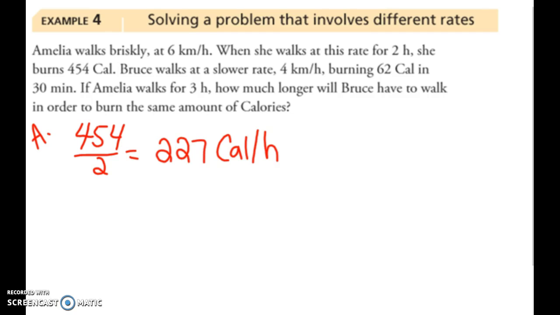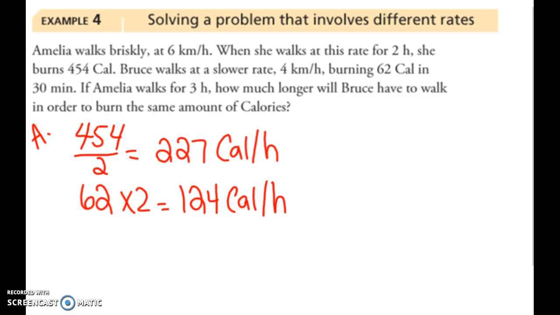Bruce walks at a slower rate. He walks at 4 kilometers per hour, burning 62 calories in 30 minutes. So for his rate, if he burns 62 calories in 30 minutes, that's half of an hour. So if you times this by 2, that means he is burning 124 calories every hour. Okay, so this was Bruce.